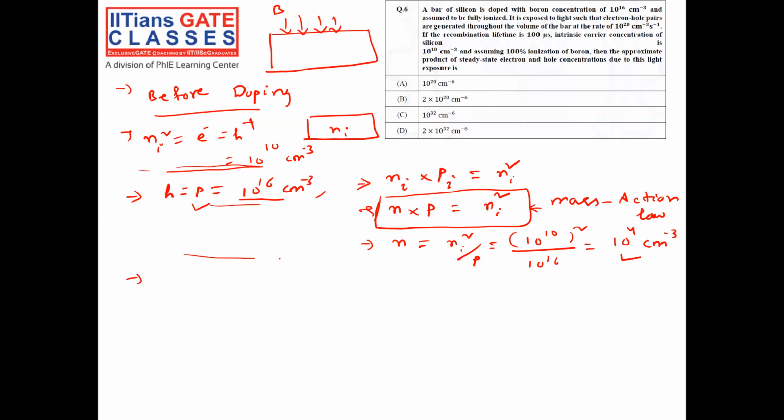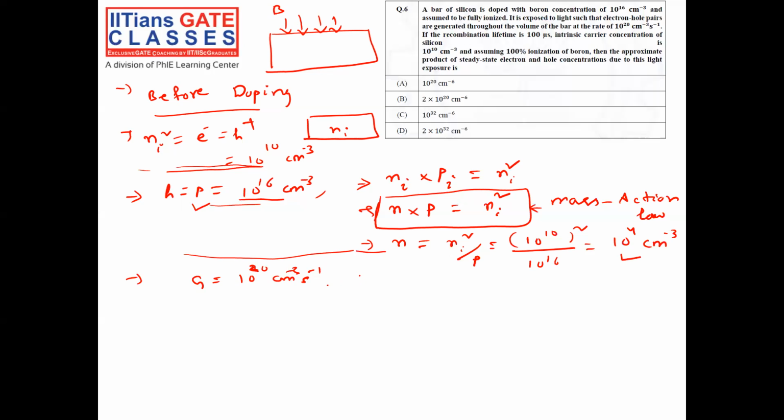Now we dope. Now what are you doing? To the doped semiconductor, I am exposing light. When I expose to the light, since the bombarded light energy is more than the band energy, it will break the bond and it will generate carriers. So the carrier generation is G equal to 10 power of 20 per cm cube per second. Okay, so after exposing, what is the number of electrons or holes generated?